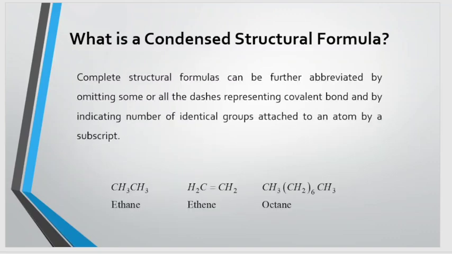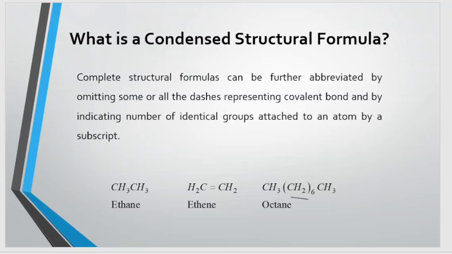What about the condensed structural formula? As we discussed already, we can omit some or all of the dashes representing the covalent bonds, and indicate the identical groups attached to an atom by a subscript. Subscript in the sense, as we discussed already, if the compound contains 6 CH2 groups within the structure itself, there is no need to write all 6 CH2s. Simply by using the subscript, you can represent it. Okay, and here there is no need to represent the single bond, and we simply represented the double bond between the CH2 groups, which is called ethene.